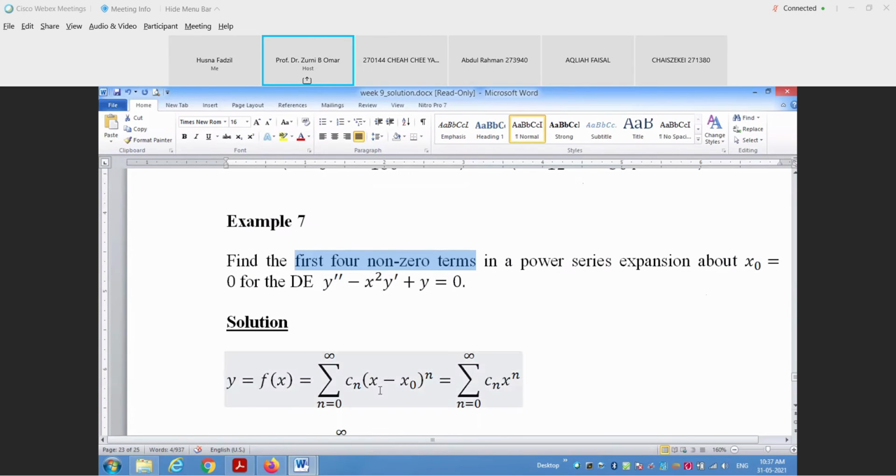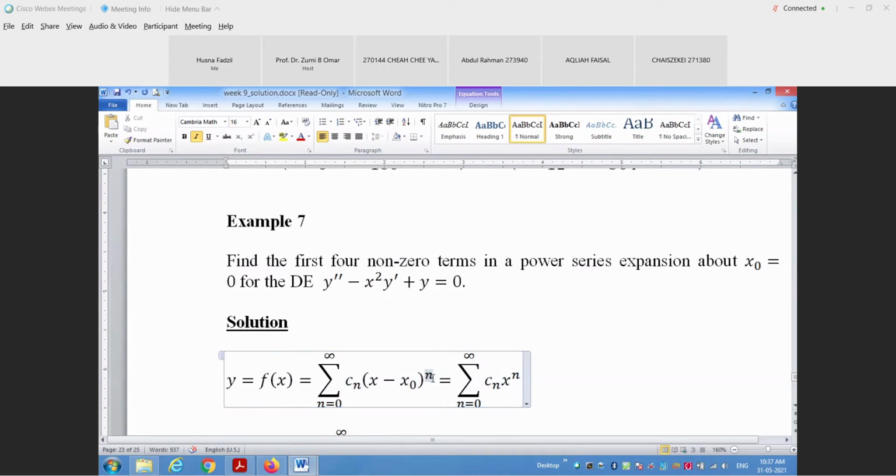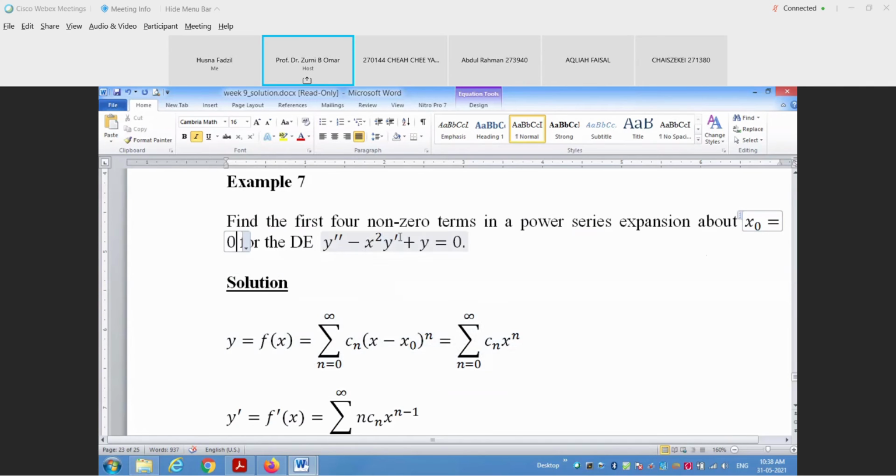Again, this is the general form of our series, summation of Cn times x minus x naught, n from 0 up to infinity. But now since x naught is equal to 0, this term becomes x power of n. So x minus x naught power of n now becomes x power of n because x naught is equal to 0 now.